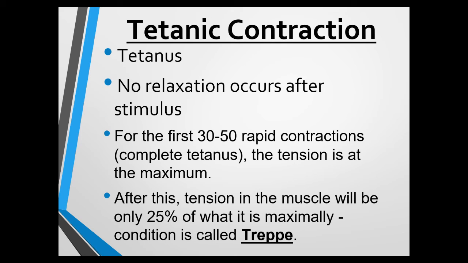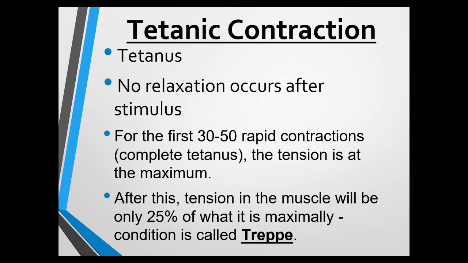When you're in tetanus, no relaxation can occur after the stimulus. The sarcomere does not have enough time to react to the calcium. So it's kind of a sustained contraction. Now, we're going to have about 30 to 50 rapid contractions before you get complete tetanus. And that's kind of like a staircase that occurs. And complete tetanus is when all muscles are stimulated at once. After that, tension in the muscle will be only at 25% of what it can be maximally. And that's called treppe. Okay, so again, this is all going to be with the different muscle fibers.